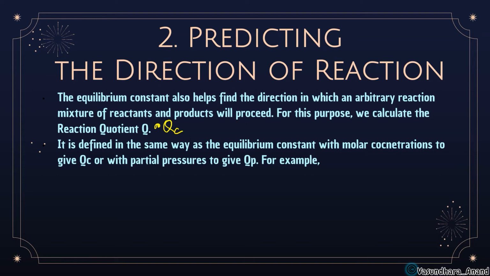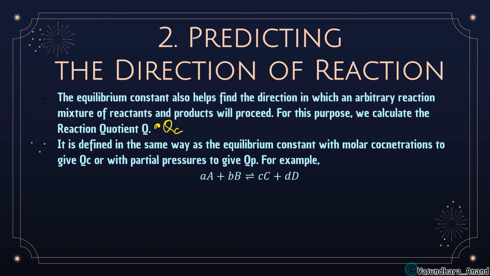What is the difference then? What will be the difference between Kc and Qc? See, if we take the concentration at the equilibrium, it will give you equilibrium constant Kc, but if we take the concentration of the reactant and product other than equilibrium, then it will be called Qc. Got it? And if you take partial pressure, it will be considered as Qp.